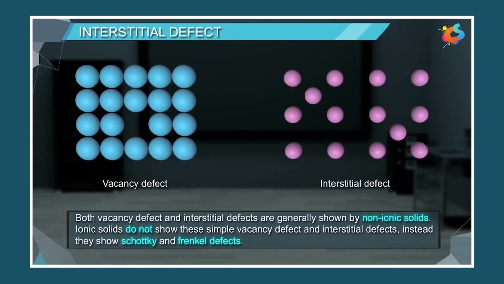Vacancy and interstitial defects, as explained above, can be shown by non-ionic solids. Ionic solids must always maintain electrical neutrality. Rather than simple vacancy or interstitial defects, they show these defects as Frenkel and Schottky defects. For an ionic crystal, the ratio of the number of constituent positive and negative ions remains the same, just as indicated by its chemical formula, even in the presence of such defects.